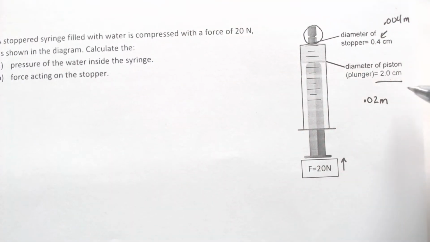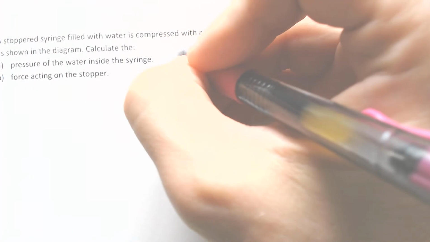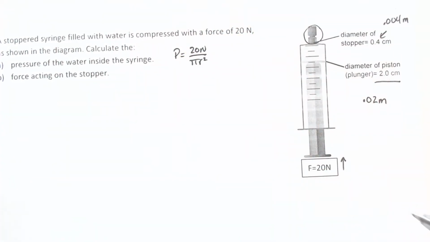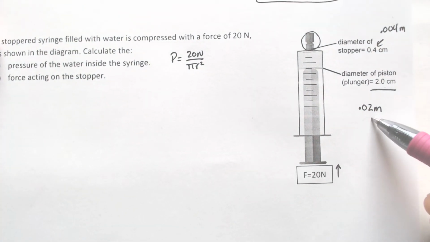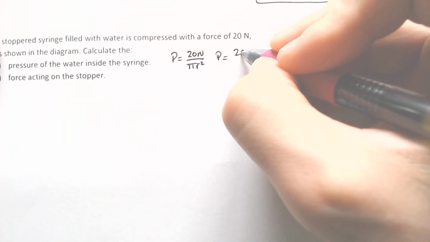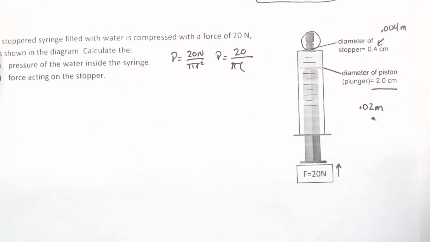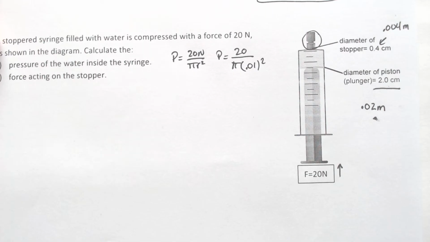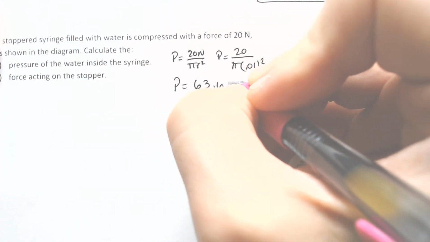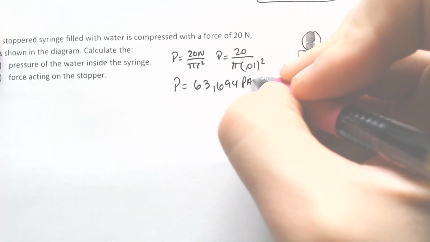We have a 20 newton force, and for our pressure, that is equal to 20 newtons divided by pi r squared for area. We have our diameter. We need to cut that in half to get the radius, so our pressure equals 20 divided by pi times the radius, 0.01, squared. 20 divided by pi, I'm using 3.14, times 0.01 squared. I got an answer of 63,694, give or take, pascals.